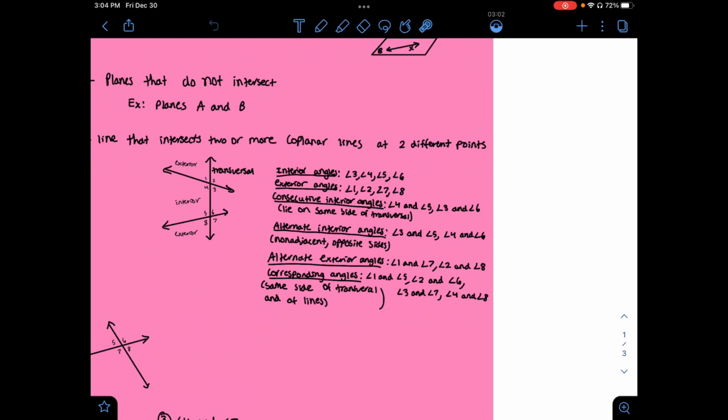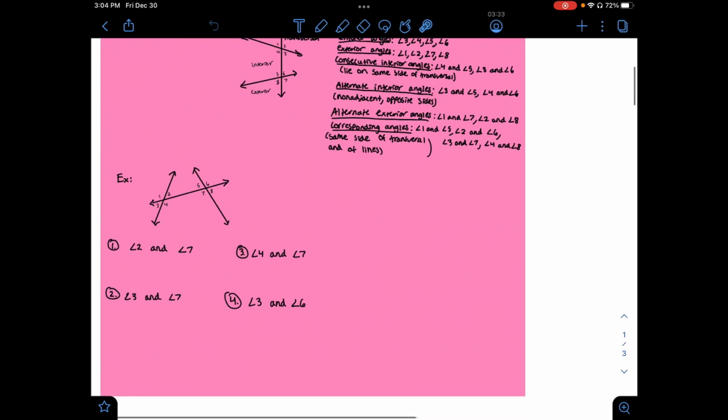And then our last one we're going to cover is corresponding angles. Corresponding angles are on the same side of the transversal and the same side of the lines. So for an example, angles 1 and 5 are corresponding angles because they're on the same side of the transversal, so they're both on the left side, and they're both on the top of the other lines. The other corresponding angles we have are angles 2 and 6, 3 and 7, and then 4 and 8.